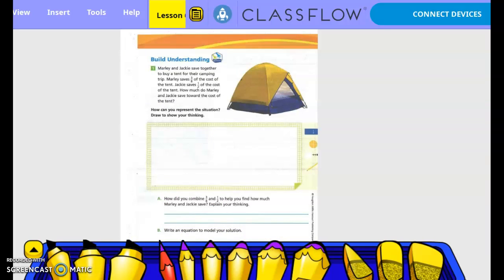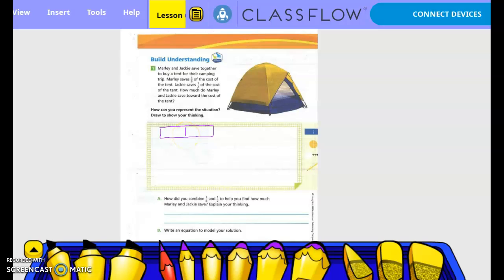Building understanding. Marley and Jackie saved together to buy a tent for their camping trip. Marley saves 3/8 of the cost of the tent. Jackie saves half of the cost of the tent. How much do Marley and Jackie save toward the cost of the tent? How can you represent the situation? Draw to show your thinking. They need to get a whole total, right? That would be represented by our 1 fraction bar.